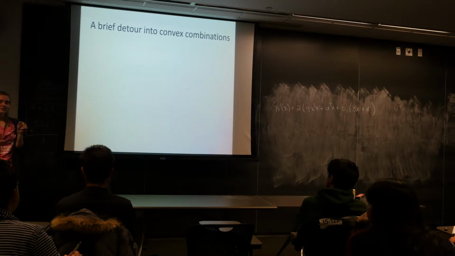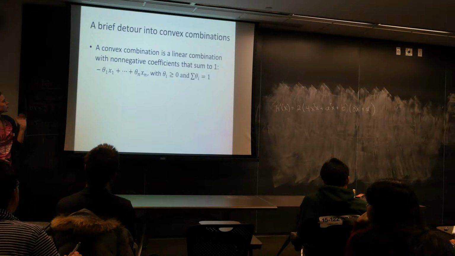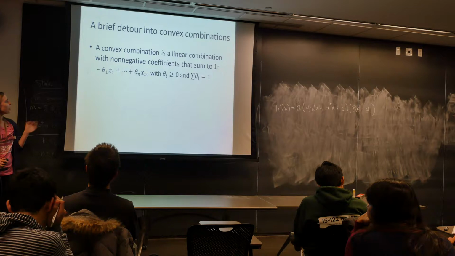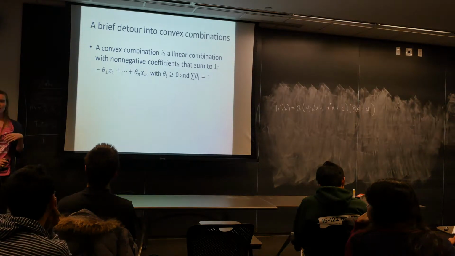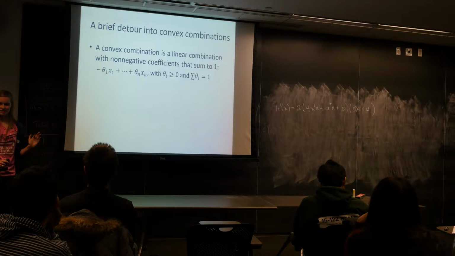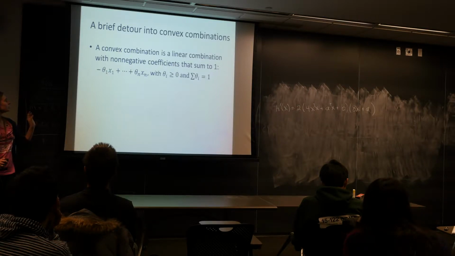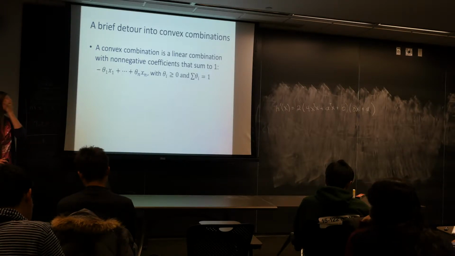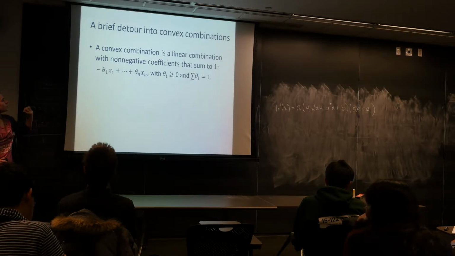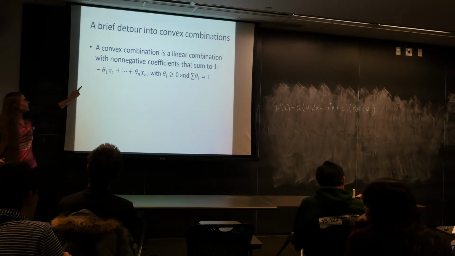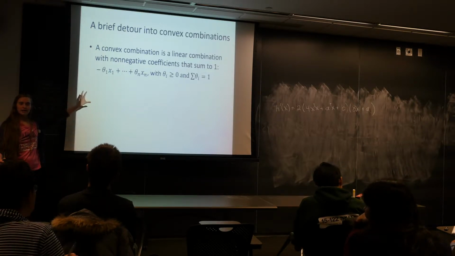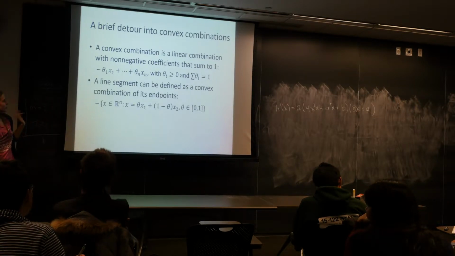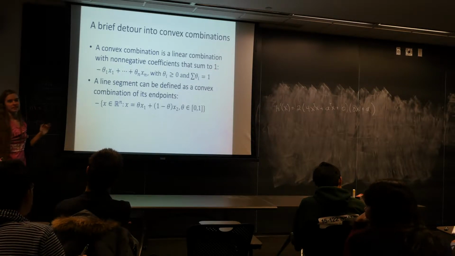We talked about convex combinations briefly. The definition of a convex combination is a linear combination that has non-negative coefficients that sum to 1. You've probably already seen linear combinations, where you have a set of numbers and a set of scalars applied to each number, and you sum them up. But with a convex combination, your coefficients have to be non-negative, and they have to sum to 1. And you can define a line segment as a convex combination of its endpoints.